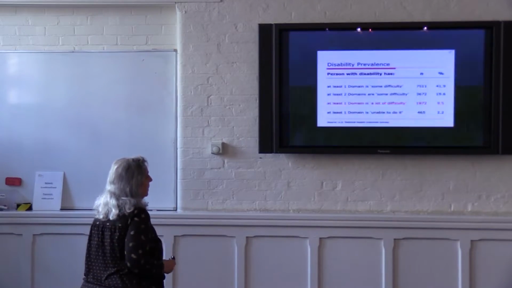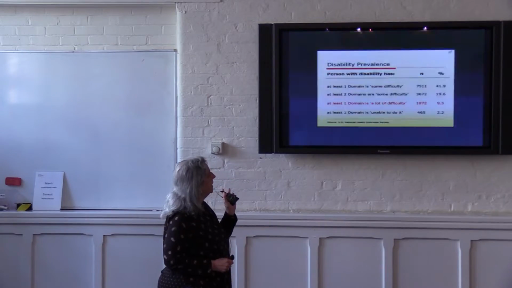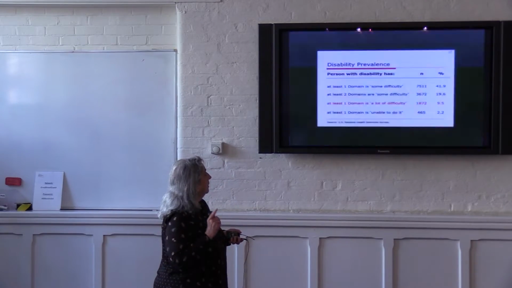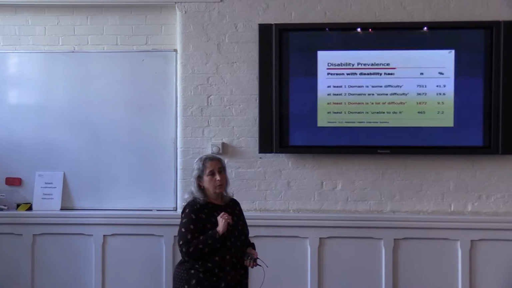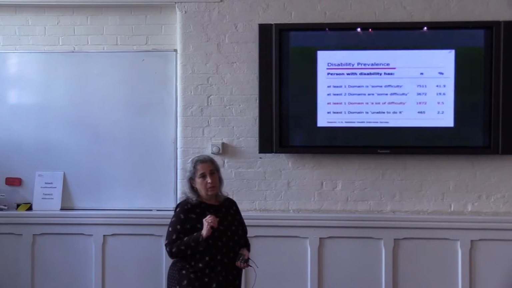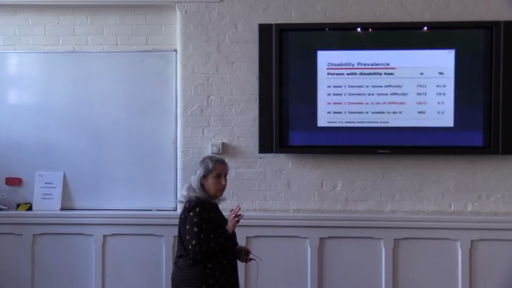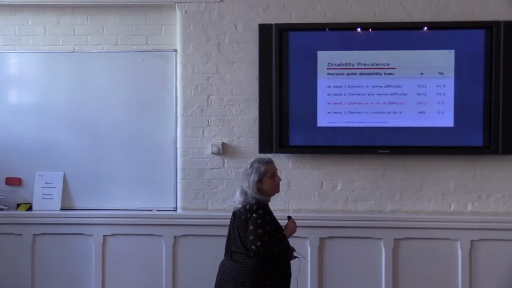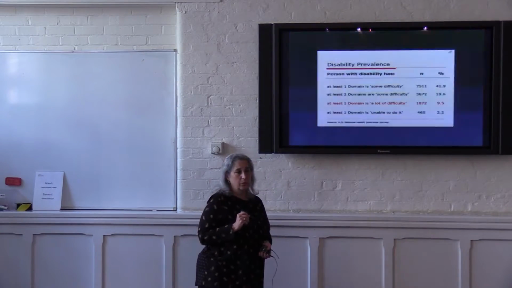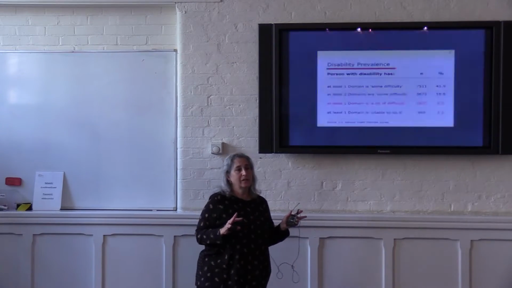So these are the prevalences for the different cutoffs. If you just look at at least one domain with some difficulty, almost over 40% of the US population 18 plus reports some difficulty in one of those domains. If you look at 2 domains, you're down to 20%. If you look at a lot of difficulty, it's almost 10%, and at least one unable to do, it's just 2%.